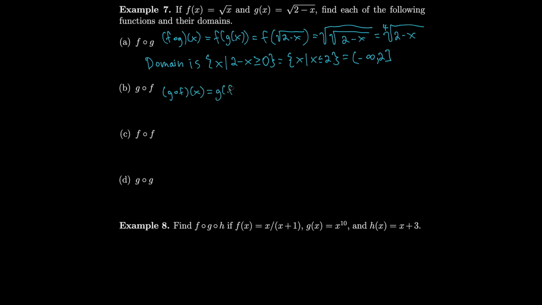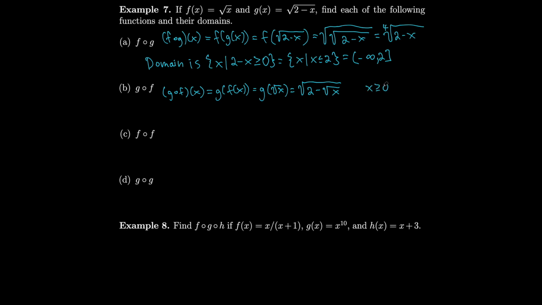So that's g of f of x, which is g of square root of x, which is square root of 2 minus square root of x. Okay, we need x to be greater than or equal to 0 for this square root, but we also need 2 minus square root of x, this whole thing, to be greater than or equal to 0 for the big square root to be defined. So we have both of these things.